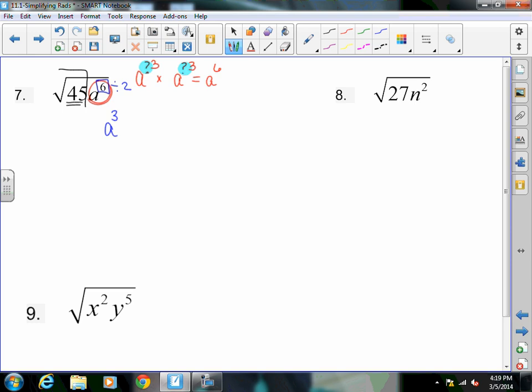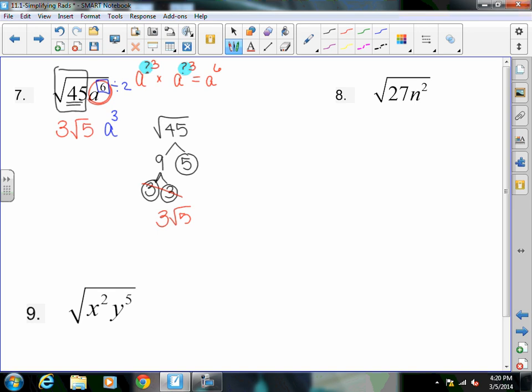Now, you're going to break down this square root of 45. So that's 9 and 5. 5 is done. 9 and 9 is 3 and 3. So I get 3 rad 5. So I have 3 rad 5, and then I have an a to the 3rd.